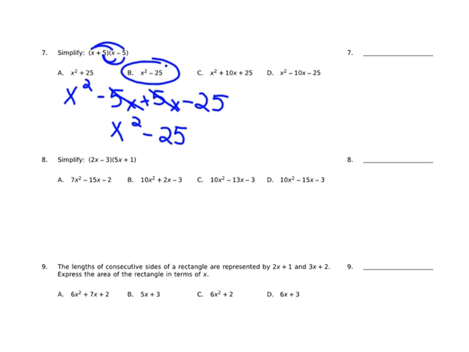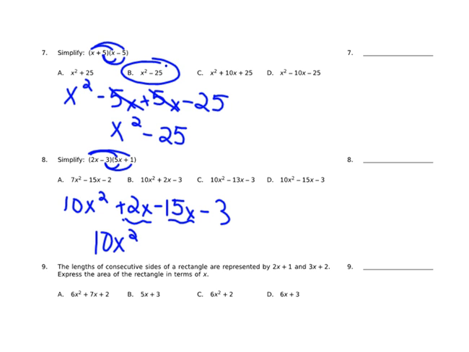And number 8, another one very similar to number 7. So I'm going to do my distributive property twice. 2x times 5x is 10x squared. 2x times 1 is 2x. Negative 3 times 5 is negative 15x. And negative 3 times 1 is negative 3. Looking for my like terms. So 10x squared. 2x minus 15x is negative 13x minus 3. And that's going to be choice C.